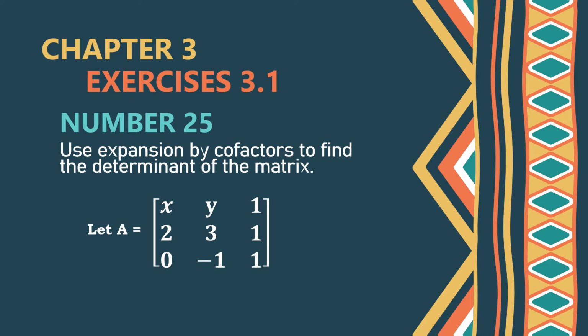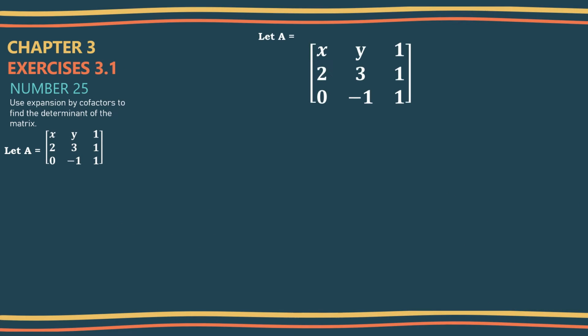This is our given. Instructions: Use expansion by cofactors to find the determinant of the matrix. We let A be the given matrix. We have a 3 by 3 matrix. We have x, y, 1, 2, 3, 1, and 0, negative 1, 1. This is our given matrix.